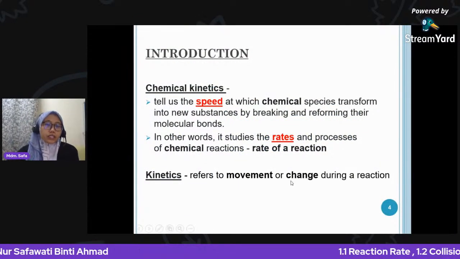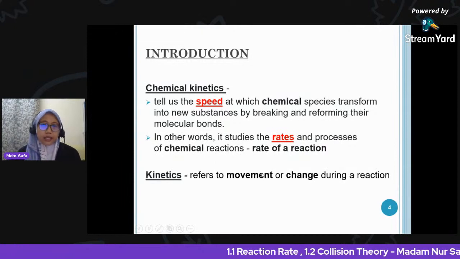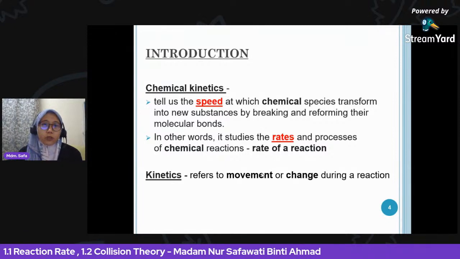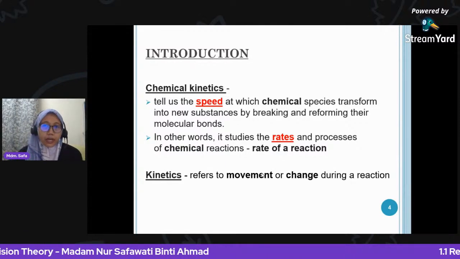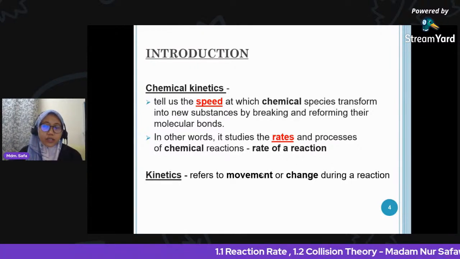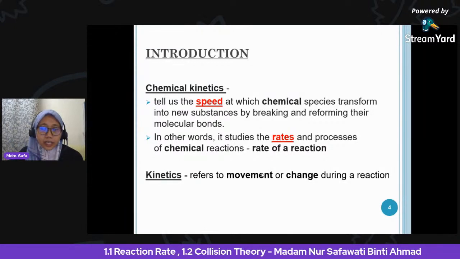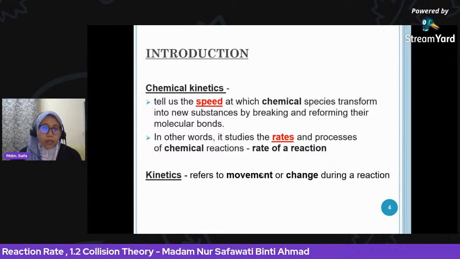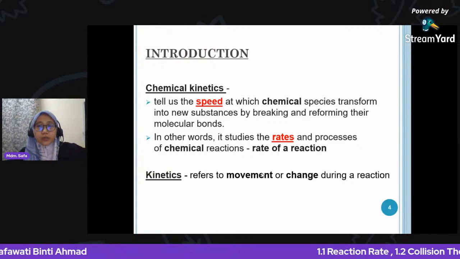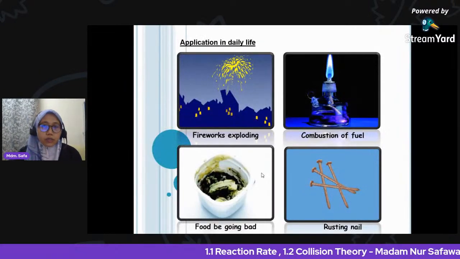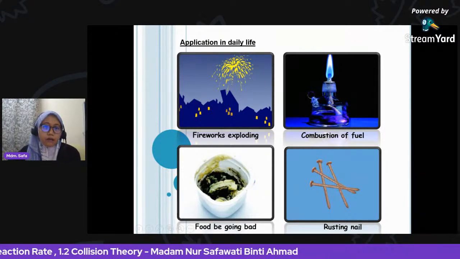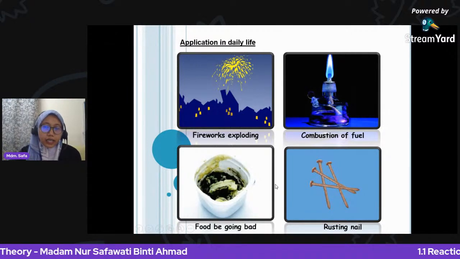For the introduction, chemical kinetics. What is chemical kinetics? It tells us the speed at which chemical species transform into new substances by breaking and reforming their molecular bonds. In other words, it studies the rate processes of chemical reactions, which is the rate of reaction. When we talk about kinetics, what is kinetics? Kinetics refers to movement or change during a reaction. These are applications in daily life: fireworks exploding, combustion of fuel, food going bad and rusting nails. There are actually many more.